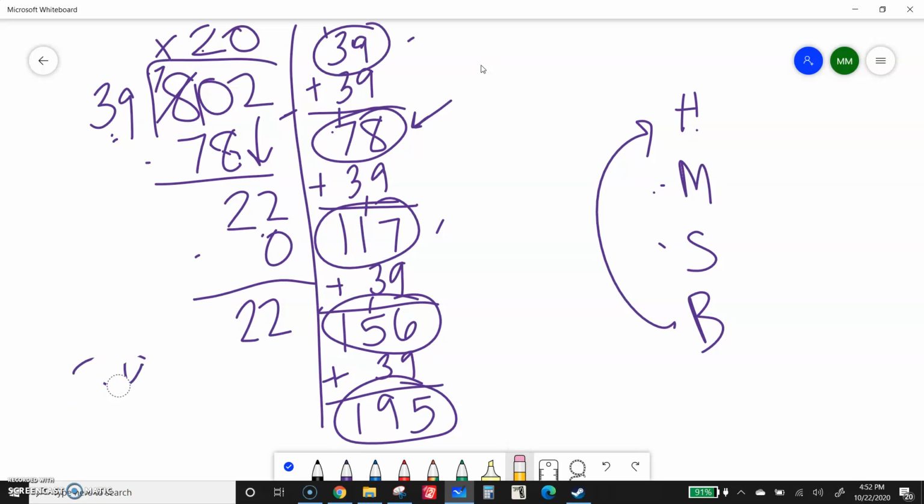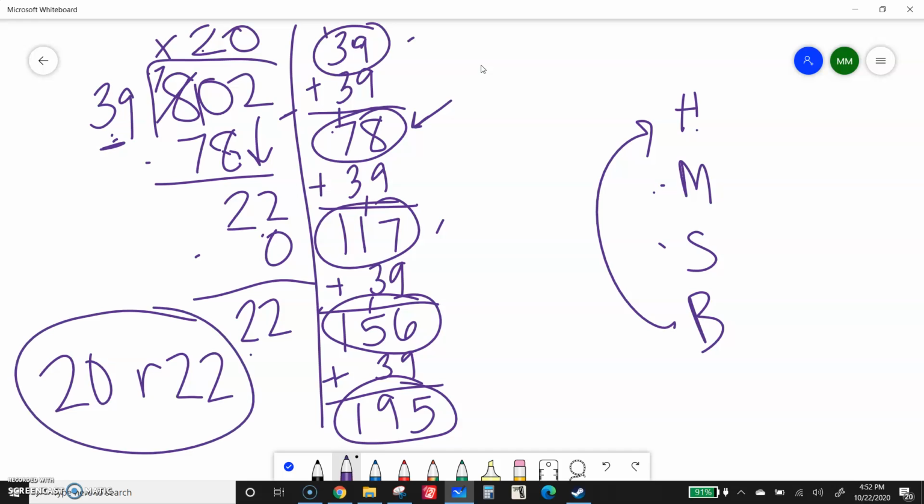So, oops, not 39. If I look up at the top, my answer is 20, remainder 22. And it's okay that my remainder is bigger than my quotient. As long as my remainder is not bigger than my divisor, it is all right.